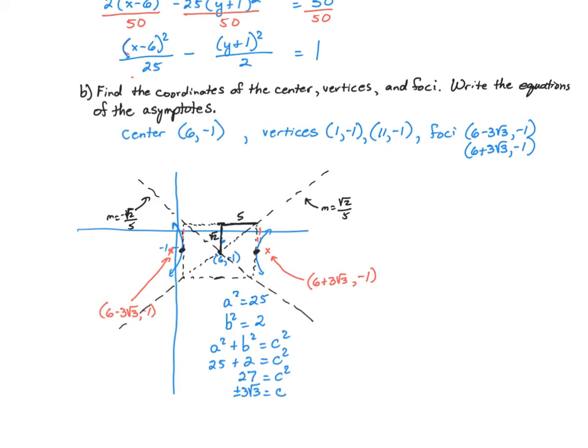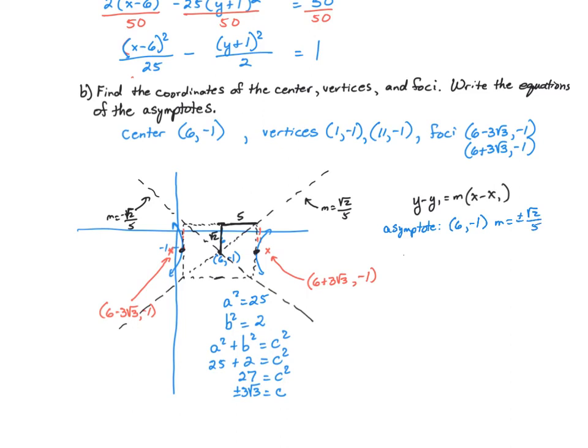So here we go. Let me remind you what point slope form is for the equation of a line. It's y minus y1 equals m times x minus x1. So when we're looking for the asymptotes, we can use that formula. I know the slopes are square root of 2 over 5 and negative square root of 2 over 5. We know the asymptotes must go through the center. So let's write it out. Asymptotes. The point they go through is (6, -1). Their slopes are plus or minus the square root of 2 over 5.